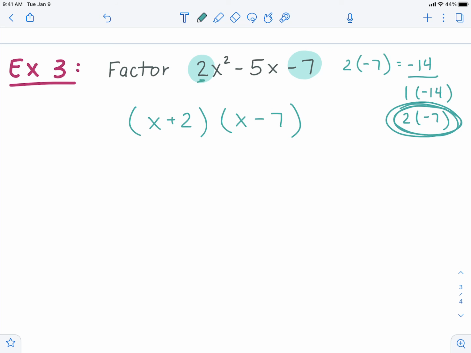And then I've got to divide by this 2 before I'm done. So I divide both of them by 2. 2 divided by 2 is going to give me 1, so my first set of parentheses I can just write x plus 1. 7 divided by 2 doesn't work, right? It gives us a decimal, so that's where we're going to bring our bottom up. So we end up with 2x minus 7.